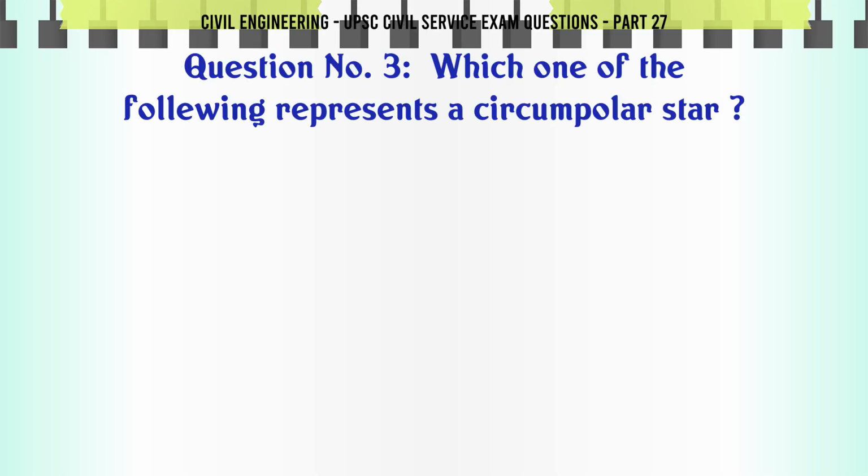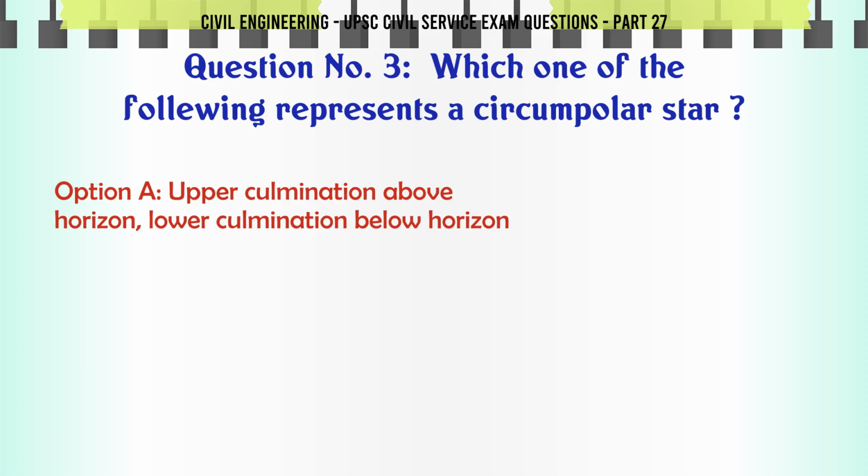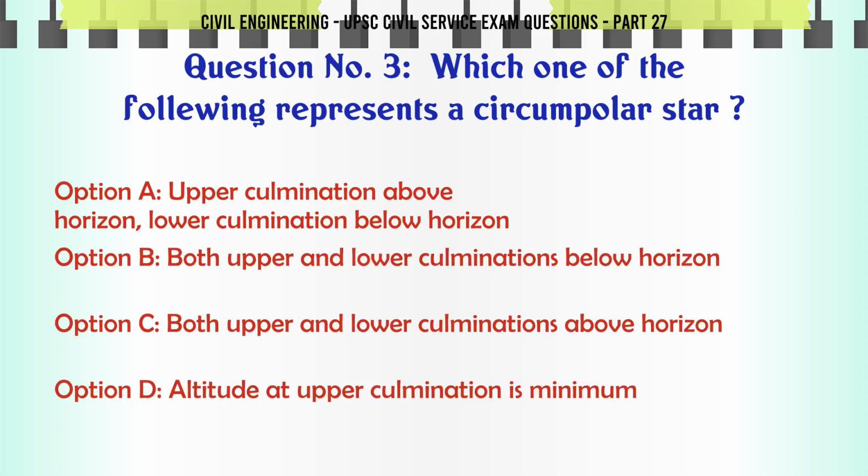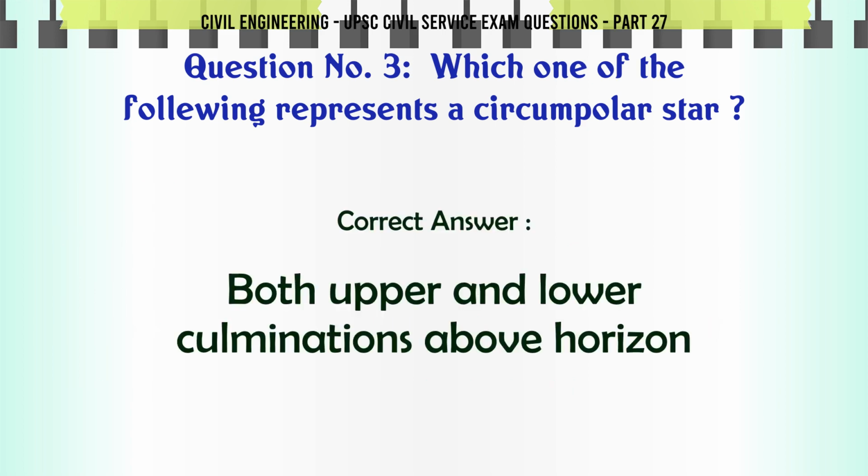Which one of the following represents a circumpolar star? A. Upper culmination above horizon, lower culmination below horizon. B. Both upper and lower culminations below horizon. C. Both upper and lower culminations above horizon. D. Altitude at upper culmination is minimum. The correct answer is both upper and lower culminations above horizon.